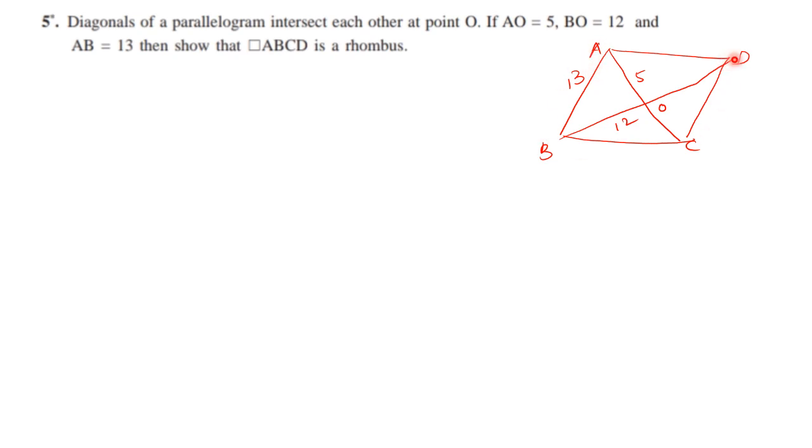So a parallelogram is a rhombus if its diagonals are perpendicular bisectors of each other. So we need to prove that AC is perpendicular to BD. For that we need to show that angle AOB is 90 degree. How can we prove that? By the help of the converse of Pythagoras theorem. That is, the square of the larger side of the triangle is equal to the addition of the squares of the remaining sides of the triangle. If they are equal, then by the converse of Pythagoras theorem we can say that angle AOB is 90 degree.